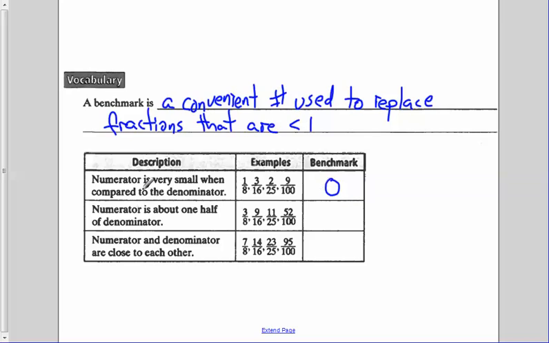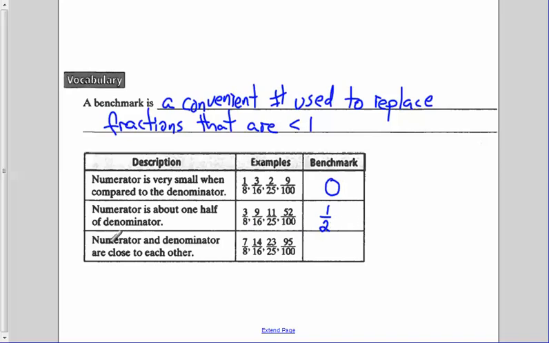So for this next section, the numerator is about 1/2 of the denominator. 3/8 is really close to 1/2. It is less than 1/2, but 4/8 would be half. 3/8 is pretty close, so we could say that that's half. Just like 9/16 is close to 8/16, which would be half, so we'll call that half. 11/25, 52 over 100, all of those we'd benchmark at half.